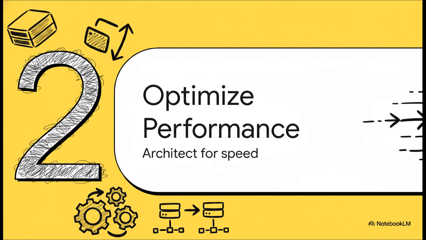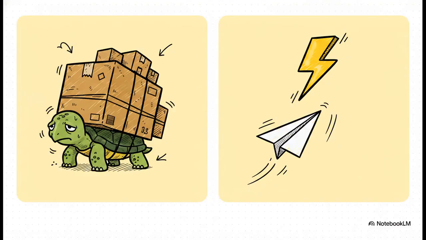Let's move right along to Section 2, optimizing for pure performance. We're going to see how to build a foundation that simply won't crack under pressure, and that means we need to talk about protocols and payloads. To truly architect for speed, you have to look closely at your protocols. The veteran move here? Completely abandon SOAP.